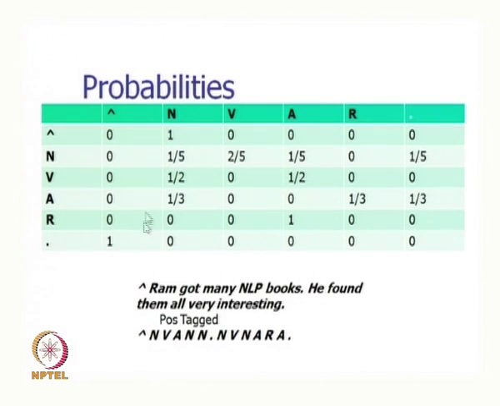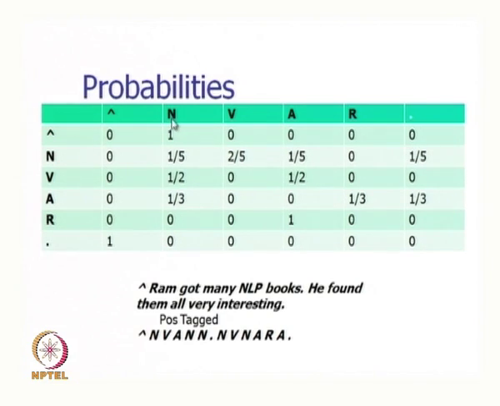What about this cell? This cell is shown to be half, which is the probability of noun given that the previous tag was a verb. So, let us see this probability. We have to see the V n sequence. The V n sequence appears only once and the denominator is V. How many times does a verb appear? The verb appears twice, and the V n sequence appears only once, namely this, therefore, it is 1 by 2.